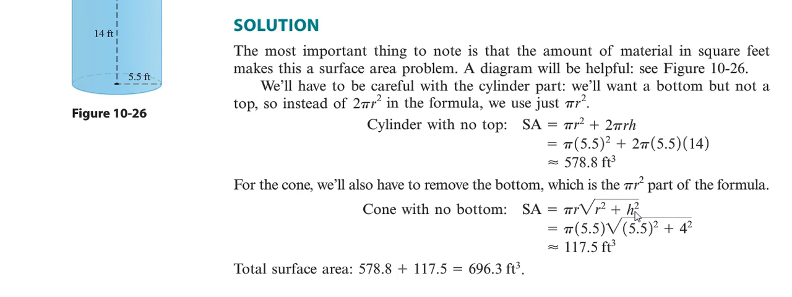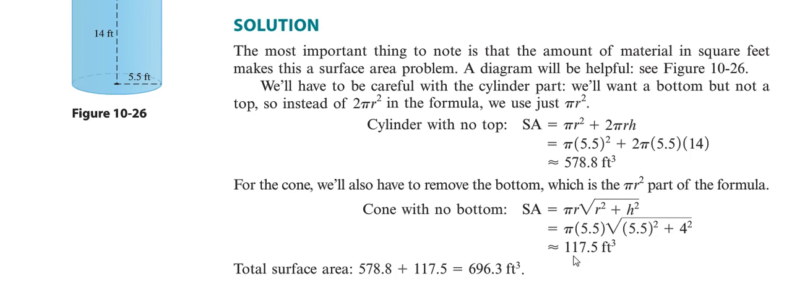That's the height of the cone, and that's 4. So we have plus 4 squared. So we plug everything into the formula as indicated here, and then we do all the operations. You have to do what's under the radical sign first, and then you take the square root of that, and then you do your multiplication.